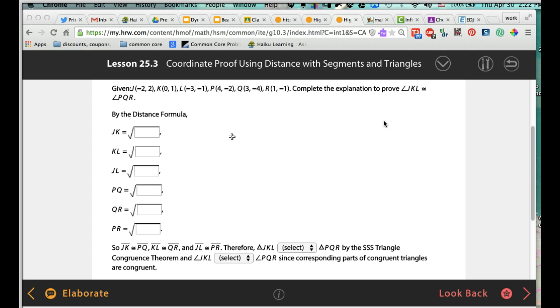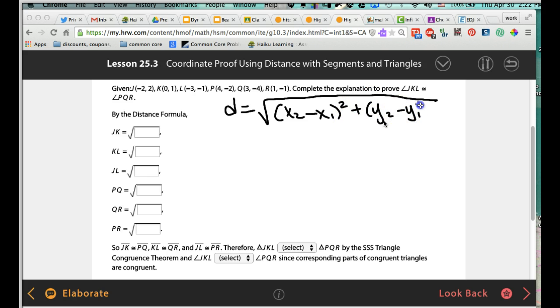So unless you have graph paper and you can just draw everything yourself, it's going to be very difficult to use the Pythagorean theorem, right? So what you're going to do is you're just going to go ahead and use the distance formula, okay? So let's go ahead and write down the distance formula first, because that really helps out, right? Alright, so this is what we're going to use.